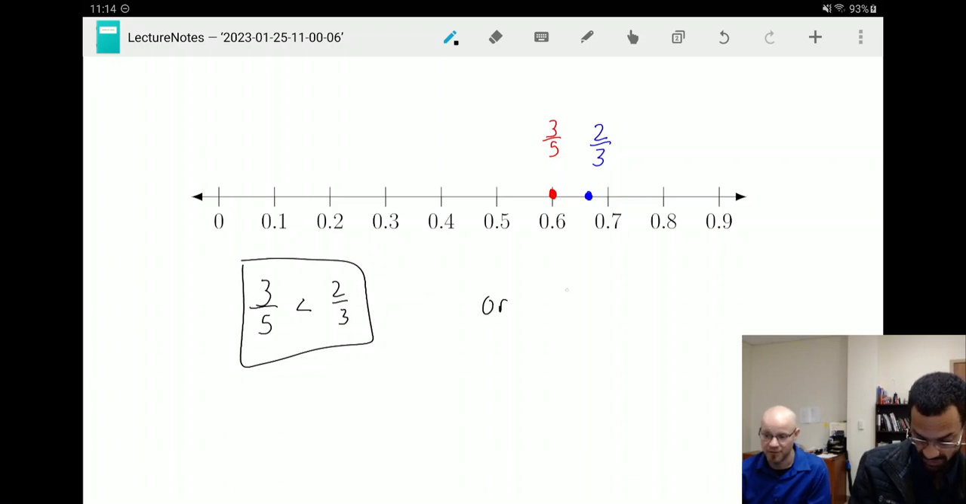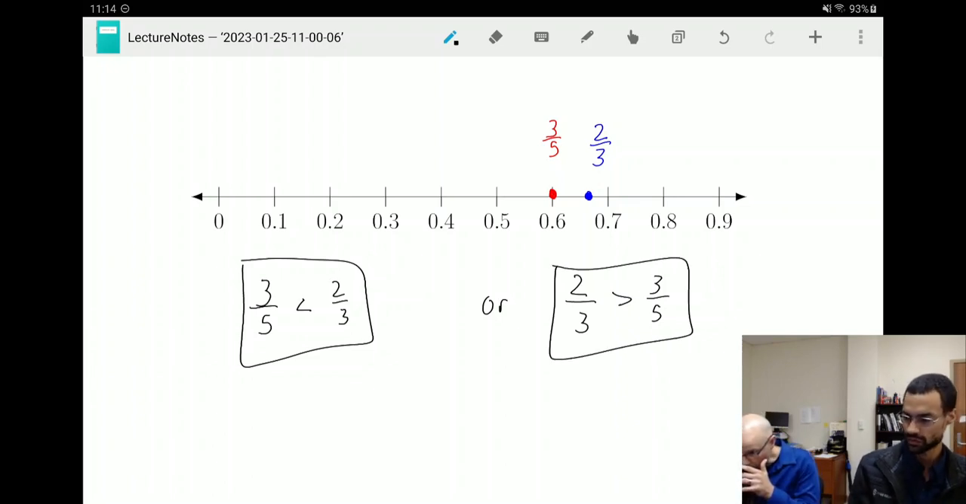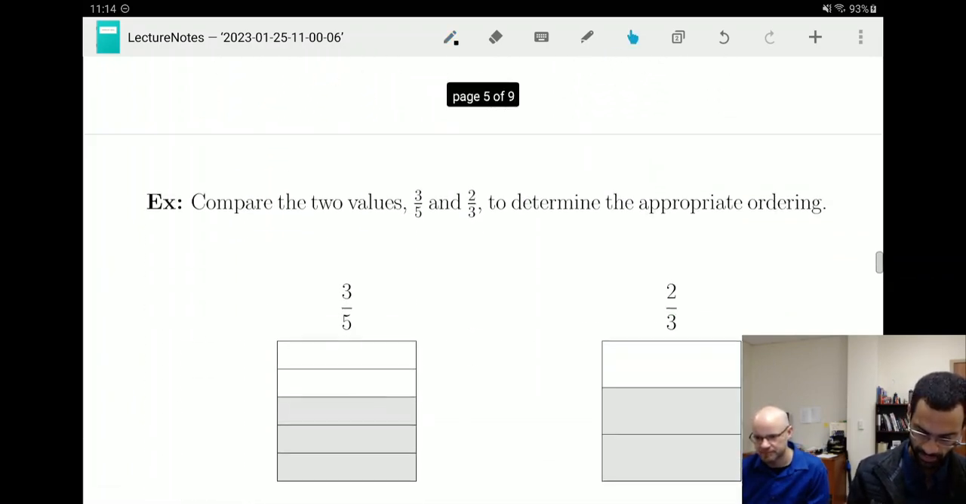Or you could also say 2/3 is greater than 3/5. Right, so both are fine. Okay, so that's one way to do it. There are other ways. So this is probably a better way to look at it.